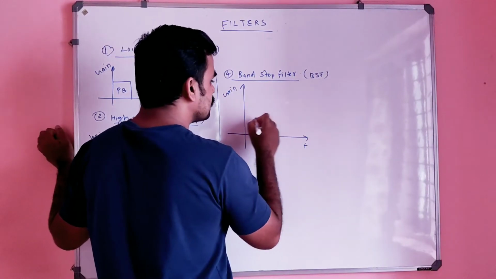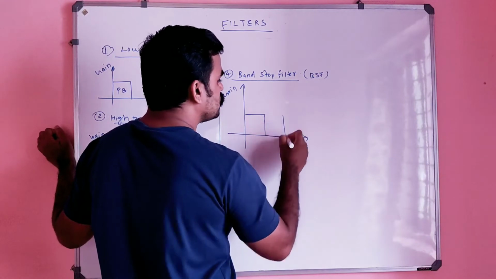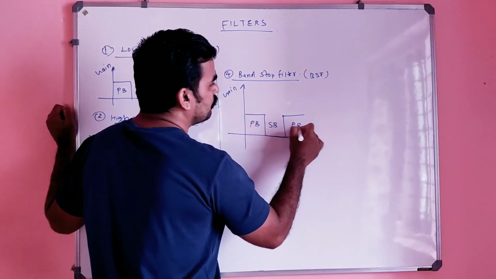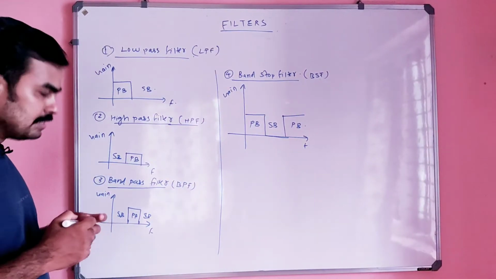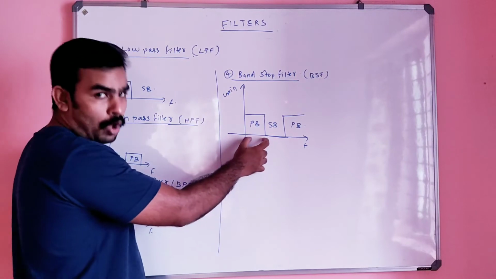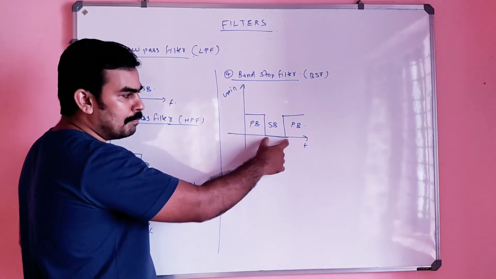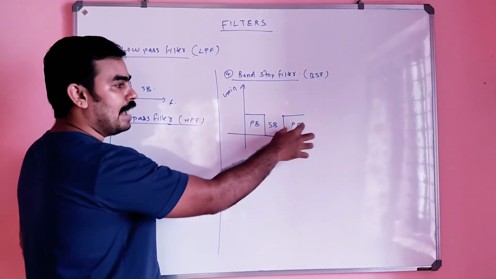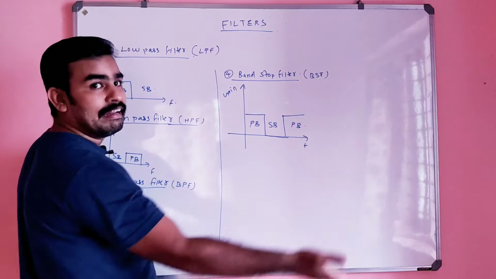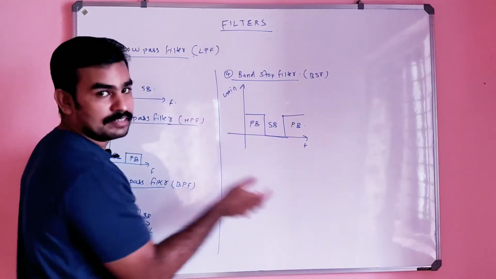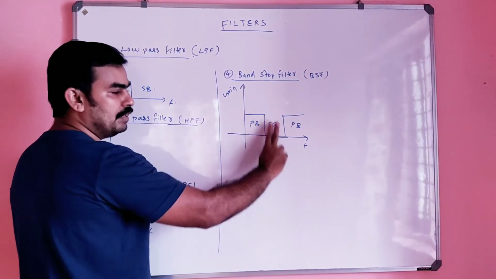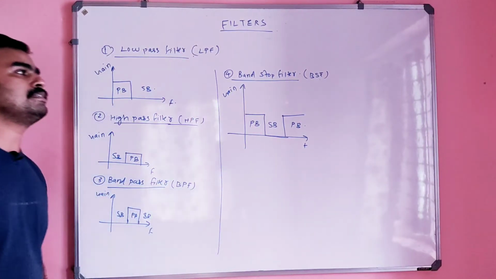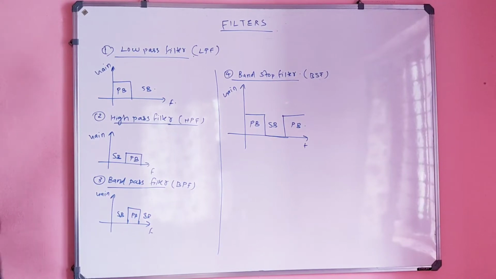Band stop means that a particular band will be stopped and the remaining will be pass band, or the remaining frequencies will be passed. That means a certain range of frequency will be blocked and a certain band of frequency is passed, stopped, and again a certain frequency will be passed. That means a portion of the frequency, or a band of frequency, is stopped here. That is the meaning of band stop filter.